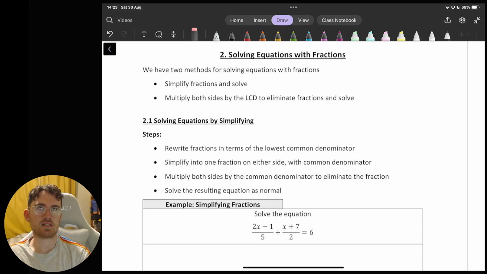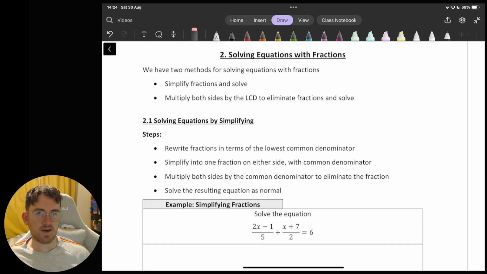But the key difference, I suppose, is that having that equality allows us to take advantage of multiplication, a way to eliminate the fractions ultimately. So we have two different methods we can take for these questions. The first is a direct follow on from the previous video on that idea of simplifying our fractions.